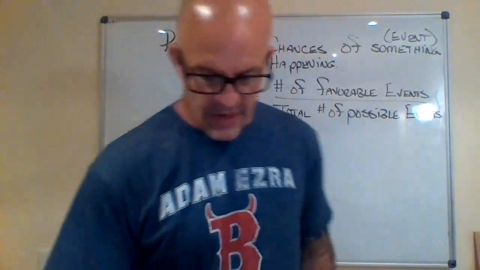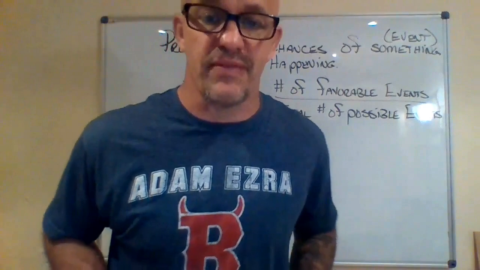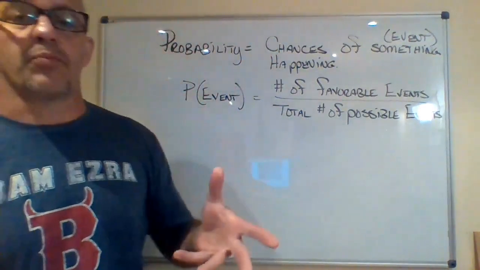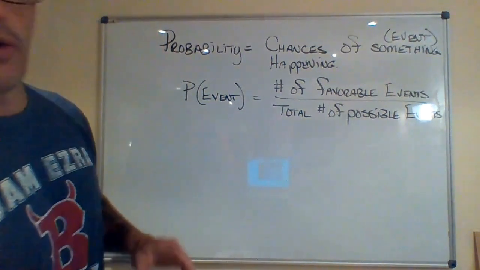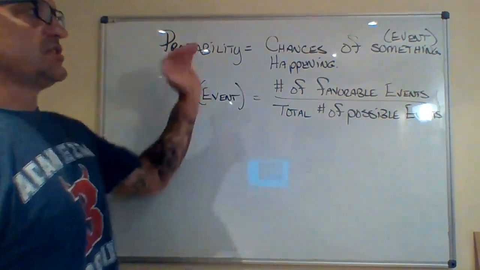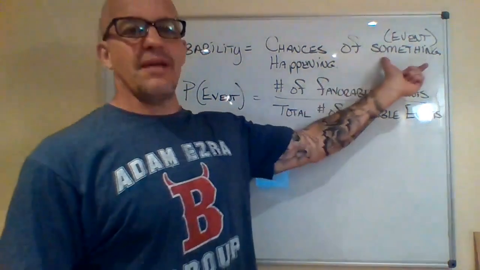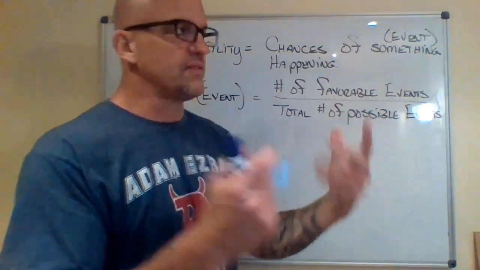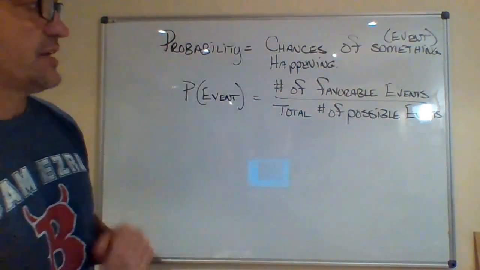What's up, Algebra 1A? All right, so today we're going to talk about probability of multiple step events. We've already done simple probability, but I'll review that very quickly because I know it's been a while. So probability, real simple, is the chances of something happening. That's all it is. So that something in math we call an event. So I put that in there. So when we're talking about probability, we're talking about the chances of something happening.